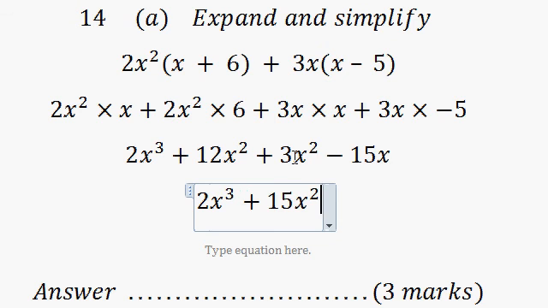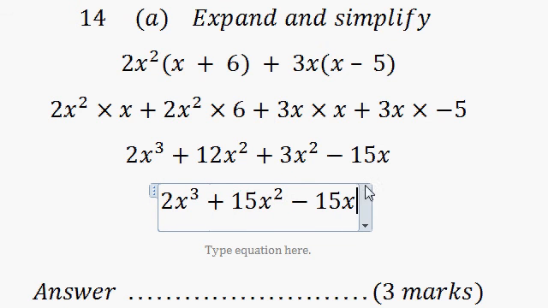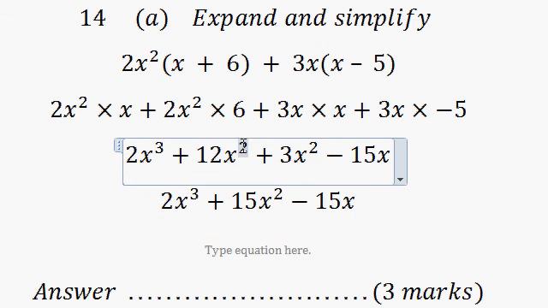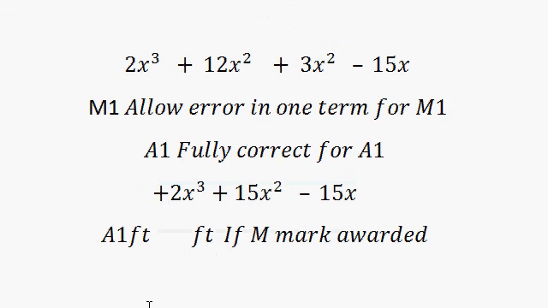You can't do anything with the minus 15x either, because x doesn't have the same power as any other. Here you can imagine x with a power of 1 or an index of 1. Here x has an index of 2, and here x has an index of 3. When they have the same indices, which means indexes, you can add them, but if they don't, then you can't. That's your final answer. 2x cubed plus 15x squared minus 15x. First we expanded and now we've simplified. Let's check the mark scheme.